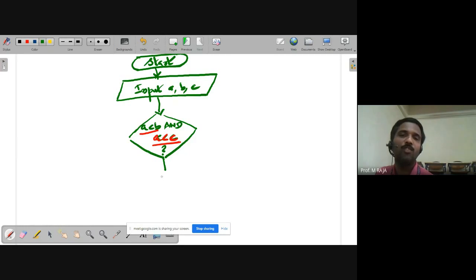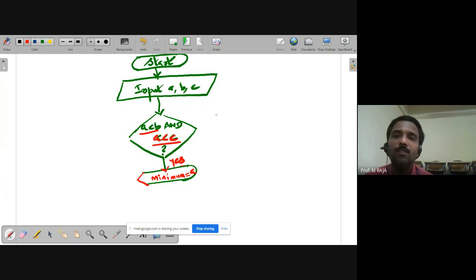So I am constructing the flowchart first to check the combined condition: A is less than B and A is less than C. If it's so, then here I can print. As we discussed earlier, this is the combined symbol. I can store minimum equals A. That means the variable A is stored into another variable minimum, when A less than B and A less than C is true.